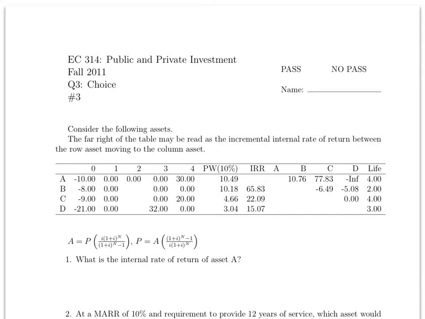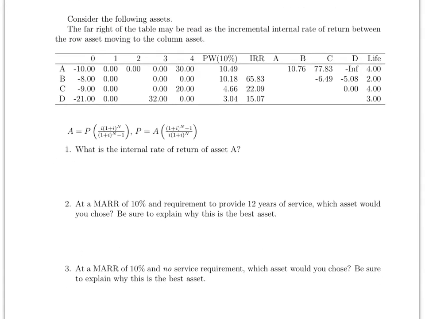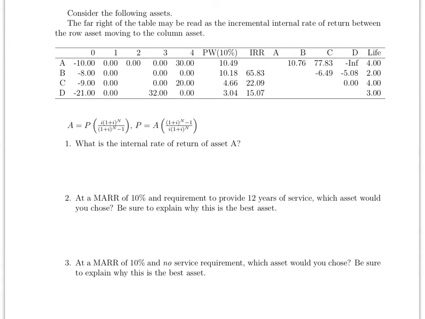I'd like to give an explanation to Essential Question 3, Version 3, in the fall of 2011. So let's take a look at the first question, which is, what is the internal rate of return of asset A? What you're doing is you're taking a peek at A's value, and you're saying, well, look, it gives you $10 in time period 0, $30 in time period 4. You're trying to find the interest rate that makes the present worth of that equal to 0.